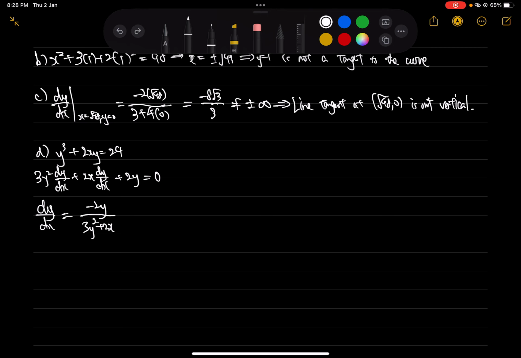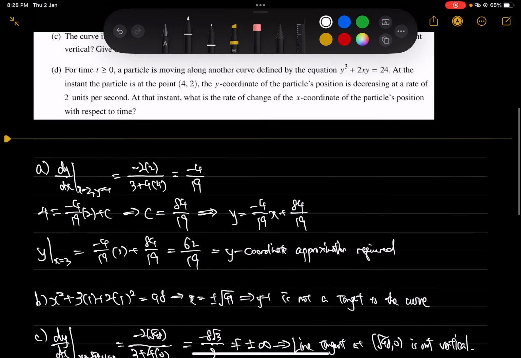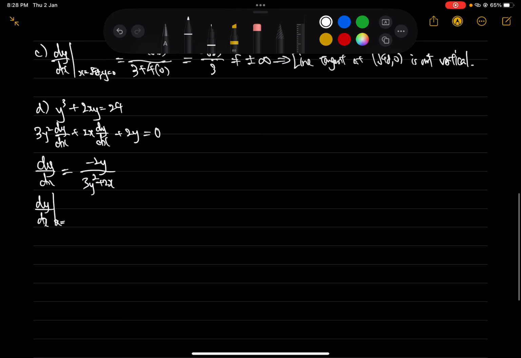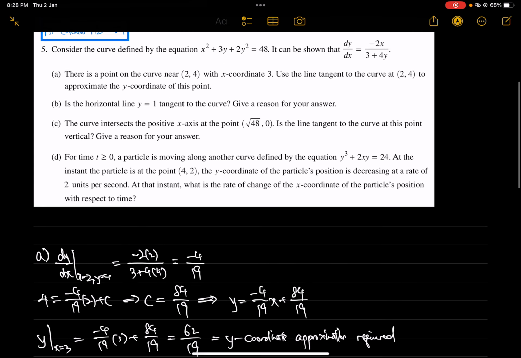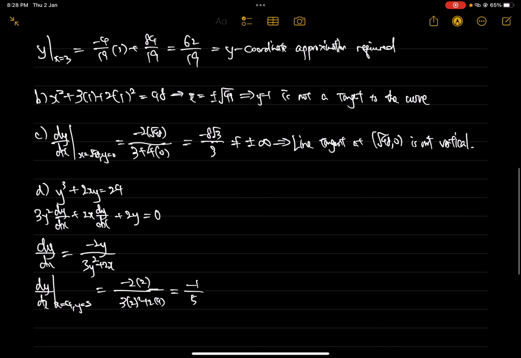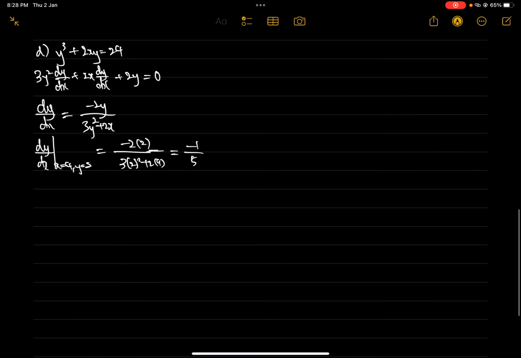And then obviously we will need dy/dx at x equals 4 and y equals 2. So we have negative 2 over 3 times 2 squared plus 2 times 4. And that is negative 4 over 12 plus 8, which is 20. So that is just negative 1 over 5, I think. Is that 0.42 exactly? And then yeah, the calculations are not wrong, so let's move on.